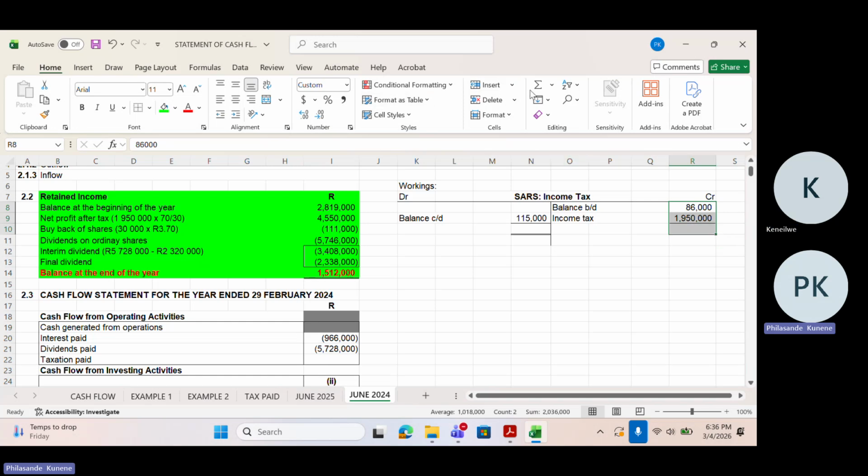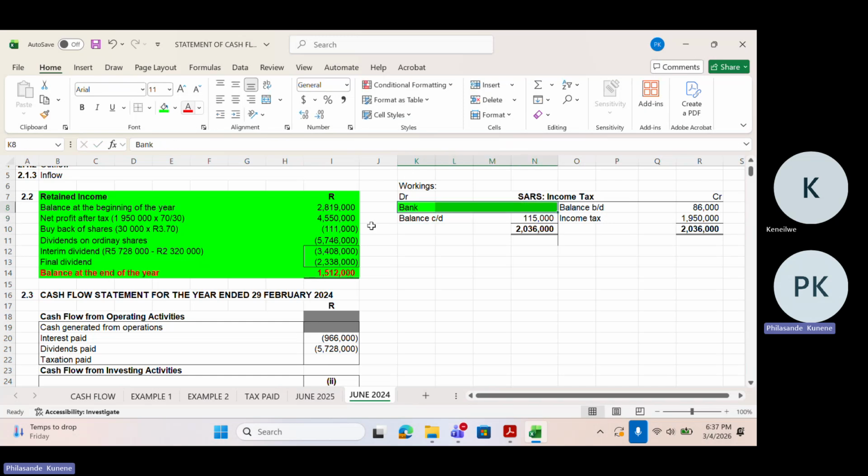Then I'm going to have my total on my credit side, which is going to be the same as the one on a debit side, 2,036,000 rands. And then on my debit side, I'm going to have a balancing figure of a bank amount, which will be my tax paid, which is the difference between the total and 115,000 rands. And then we're getting how much? 1,921,000 rands, which is the tax paid. How's this one? This one's simple and straightforward, yeah? Simple and straightforward.